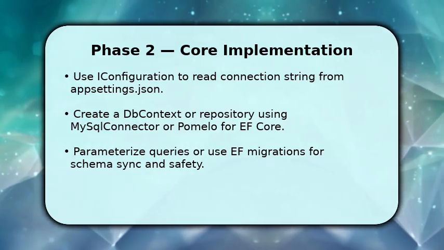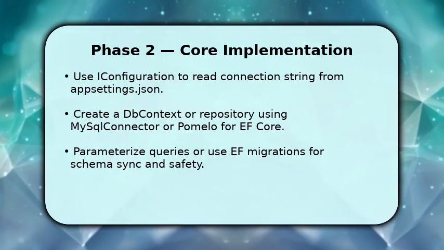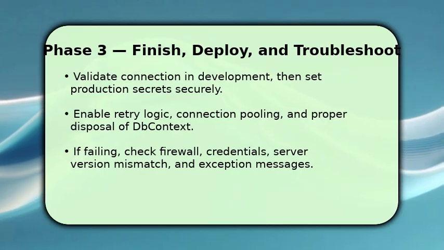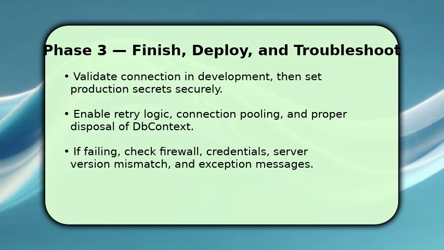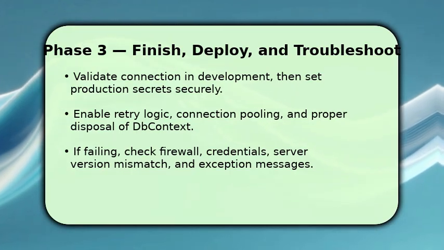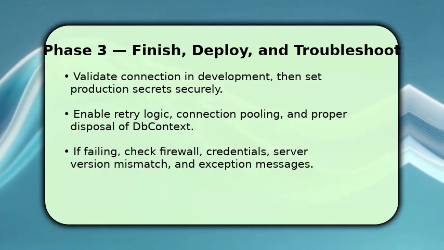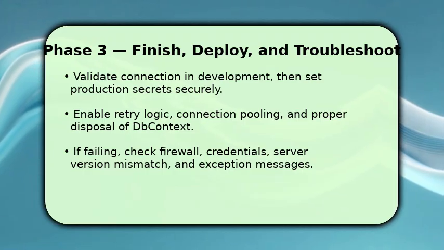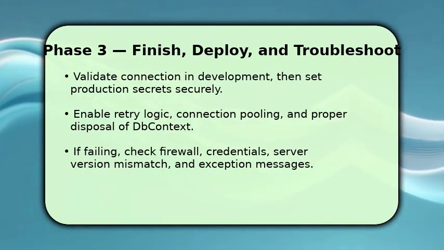Once done, test CRUD endpoints. Logs will show SQL and connection errors for quick fixes. Finish by validating connections locally, then move secrets to environment variables or a secrets manager for production. Configure connection pooling and optional transient fault retries to improve reliability, and ensure DbContext or MySqlConnection objects are disposed promptly. Deploy and monitor logs for authentication or timeout errors.